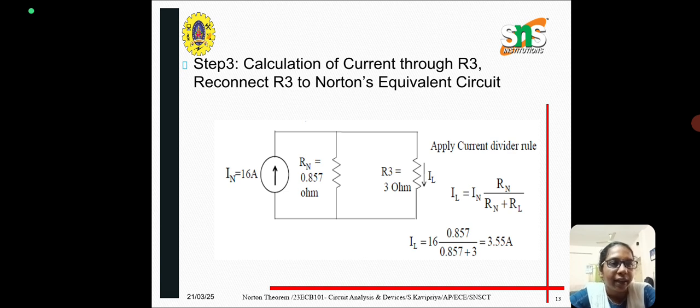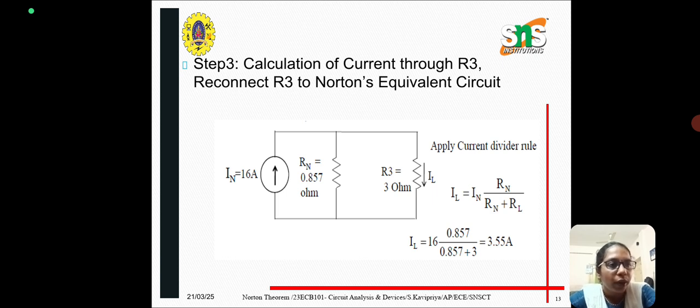To find this current IL that flows across this 3 ohm resistor, we have to apply the current division rule. IL is equal to IN into RN divided by RN plus RL. This IN is the Norton's current and RN is the Norton's resistance, both found in the previous steps. So here the IN value is 16 ampere into 0.857 divided by 0.857 plus 3 ohm, where the RL value is 3 ohm. After applying the current division rule, we get the answer as 3.55 ampere. This is the current that flows across the 3 ohm resistor.